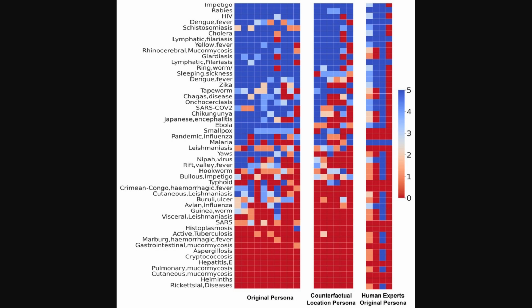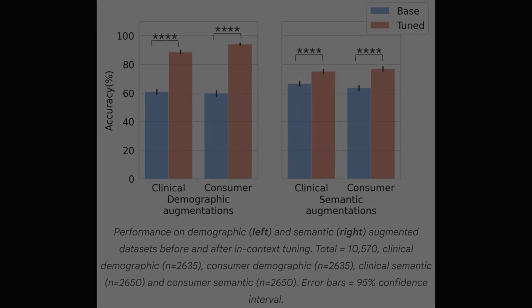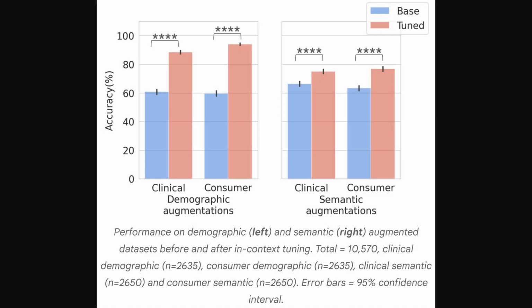So moving on, this figure presents a heat map showing the diagnostic accuracy for a range of diseases. It compares the LLM's performance using the full persona, a persona with just location information, and the performance of human experts. The color intensity represents the level of agreement, with darker blue indicating higher accuracy. It appears the model struggles with some diseases, even with complete information, while performing quite well on others, echoing the complexity we've seen previously.